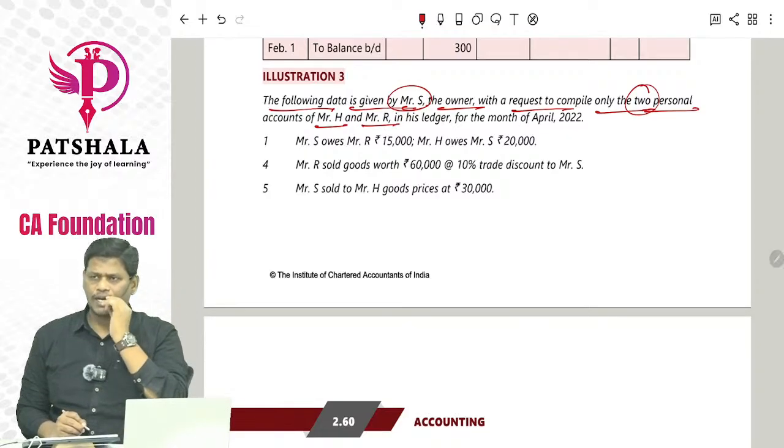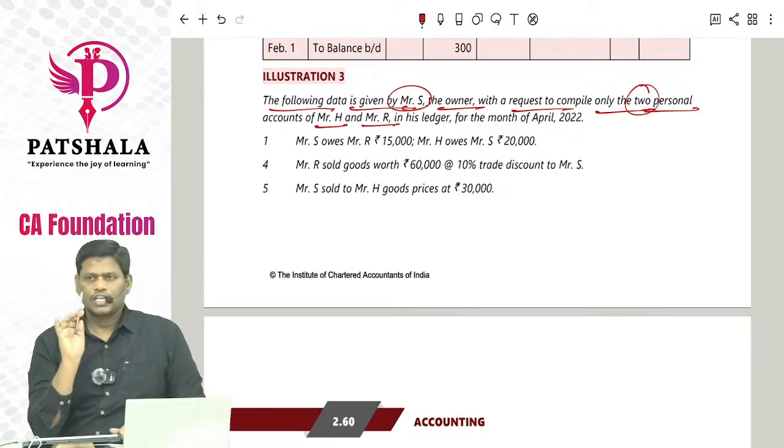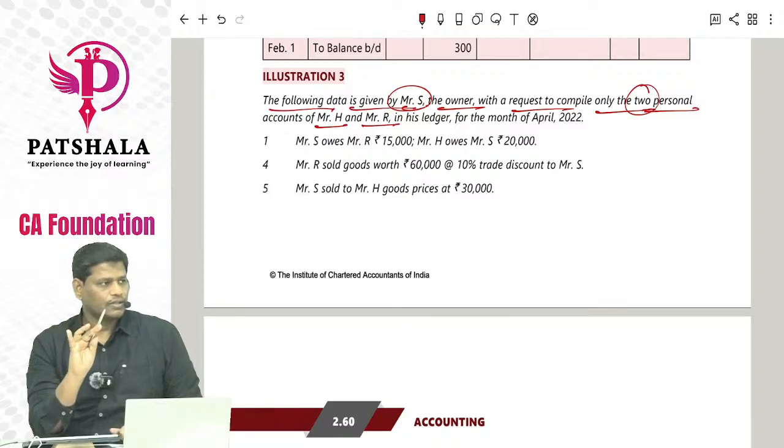Logic is very simple. Students, non-commerce students, listen here. We'll write an entry. If H is there, we'll write. If H is not there, clear?